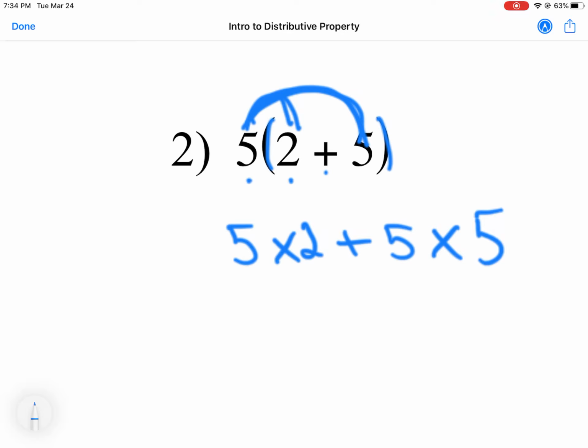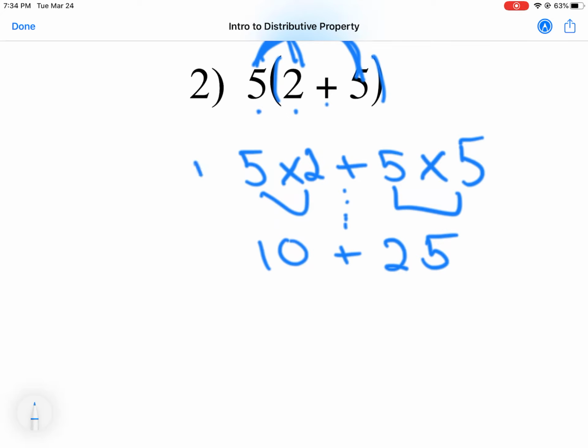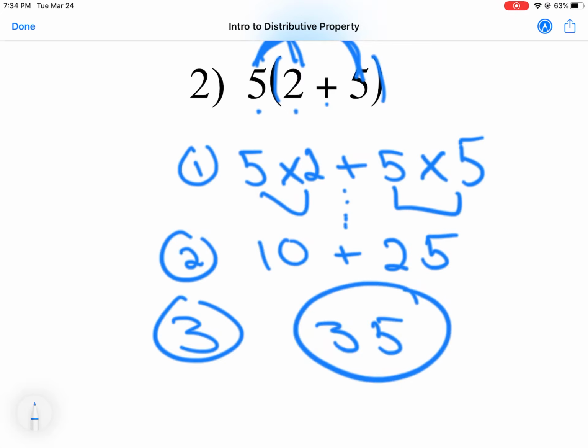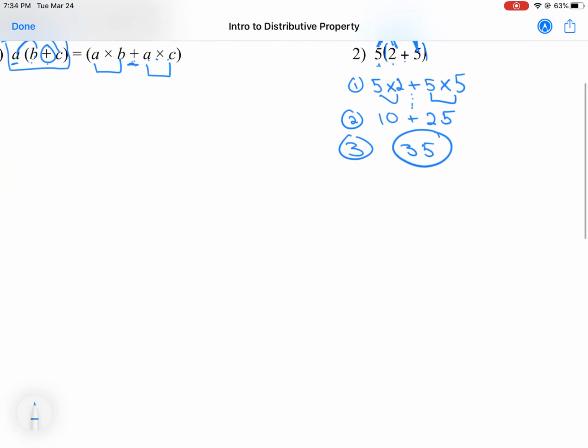So, as we know, 5 times 2, that will give us 10. Bring down our plus sign. And then we have 5 times 5, which is 25. So that would be step 1. This is step 2. And step 3 now is 10 plus 25 will give us 35. So that's our final answer there. So like I said, the distributive property, take the term on the outside and distribute him to each term inside the parenthesis.